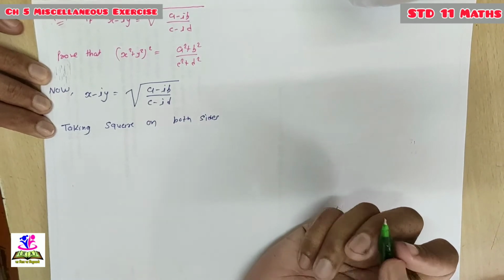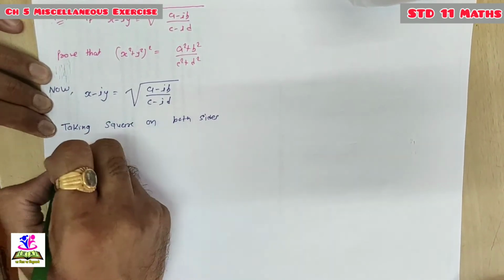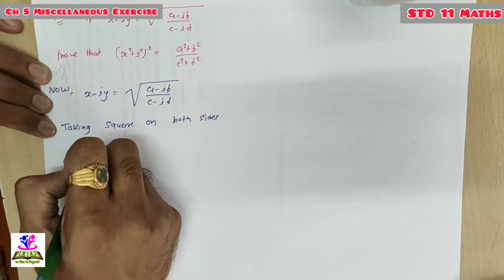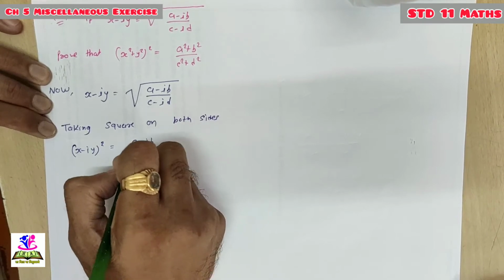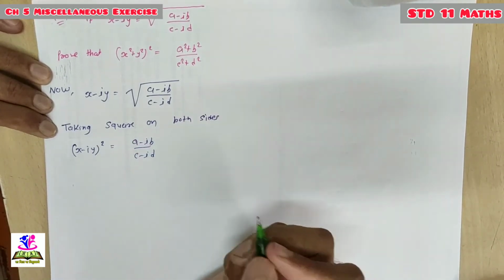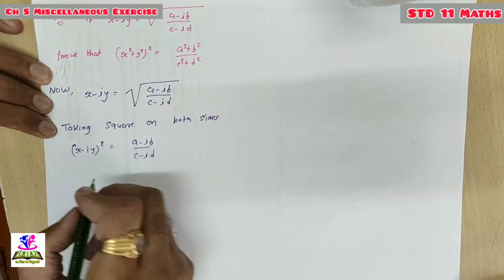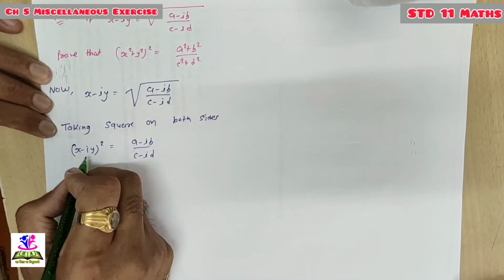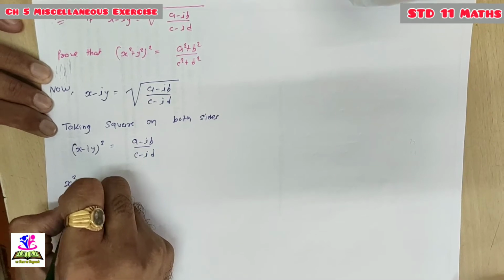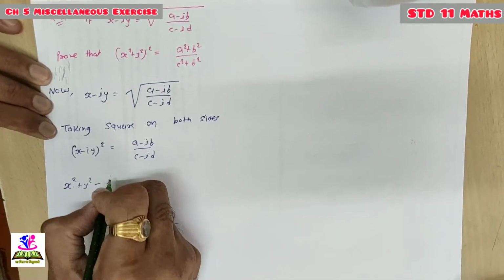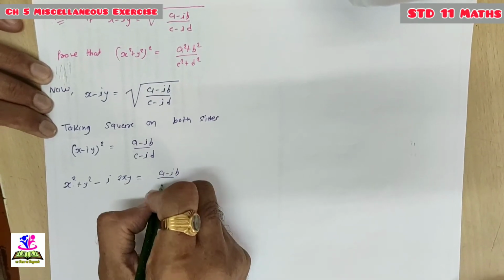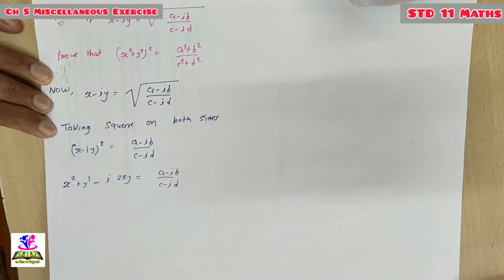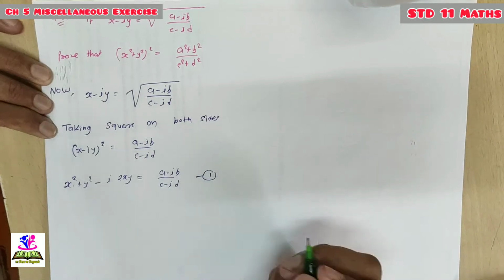Taking squares on both sides, it will be (x minus iy) whole square, and this is equal to (a minus ib) upon (c minus id). So what is this (x minus iy) whole square? It is x square plus y square minus i into 2xy, equal to (a minus ib) upon (c minus id). Done. Now say this one is the result number 1.